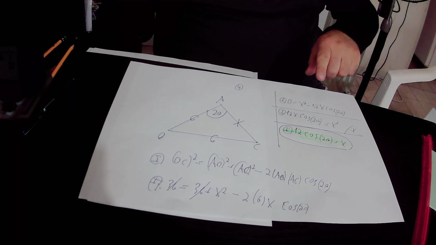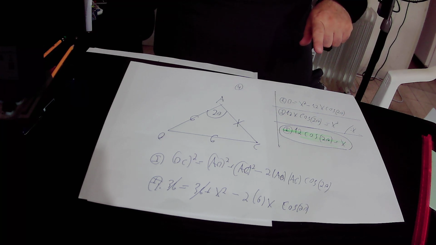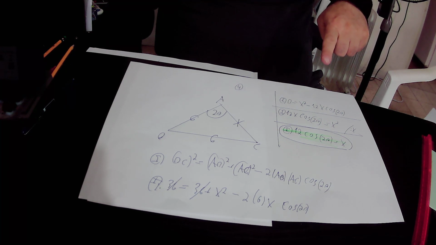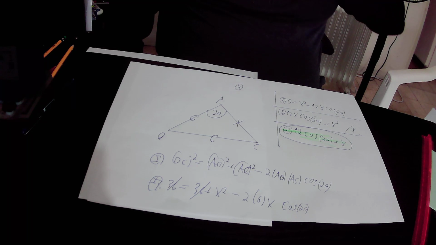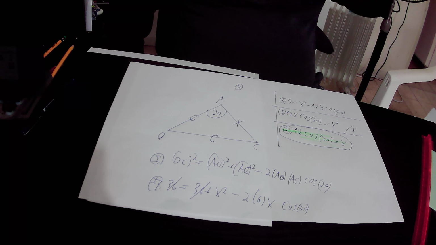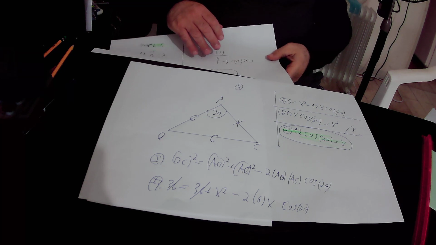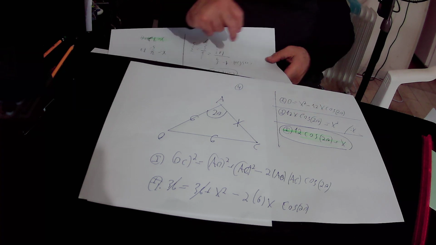We added 12x times cosine 2 theta to equation number 2, and we got equation number 1. According to equation number 1, x squared equals 12 times x times cosine 2 theta. We divided equation number 1 by x, and we found that 12 times cosine 2 theta equals 2x. The only thing left is to find the value of cosine 2 theta.